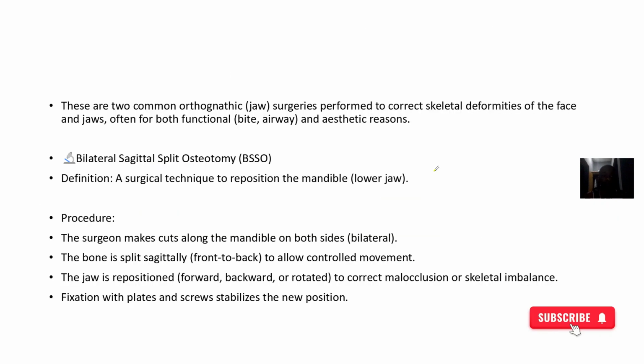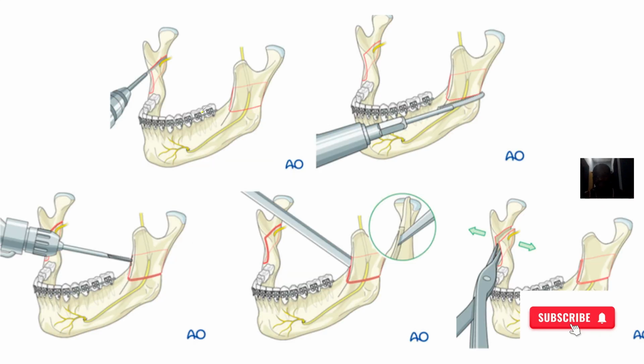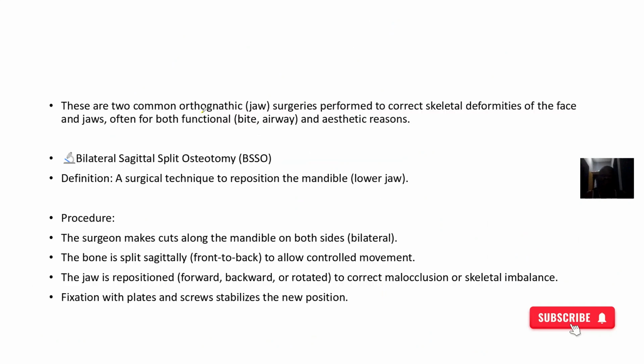Do you understand? So just so you know, those two surgeries are what? Orthognathic surgery. So you could say they are jaw surgeries done on the jaw. Okay, so they are done to actually correct all those deformities of the face and jaws, and often for both functional and also aesthetic reasons. Then the first one, we have the bilateral sagittal split osteotomy.